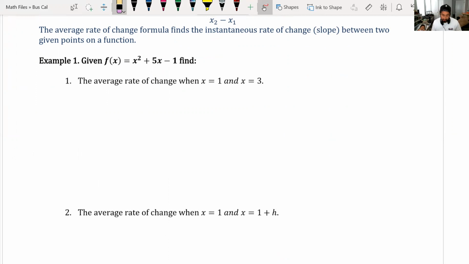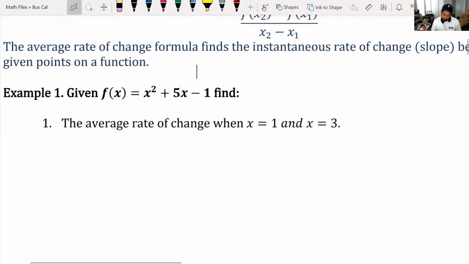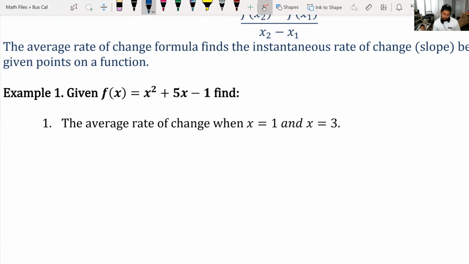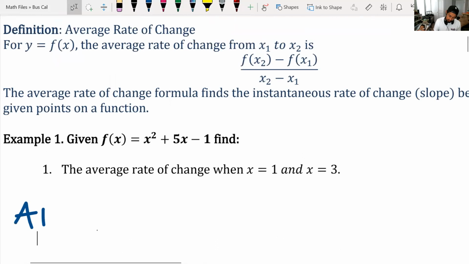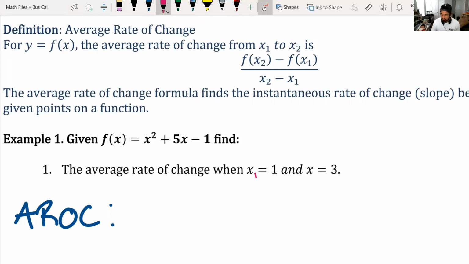All right. Let's zoom in a little bit. There we go. Okay. So for our average rate of change, it's also important to label everything. So the first x value, we're going to make x1. The second x value, we're going to make x2. Because once again, labeling everything helps us plug into the formula.